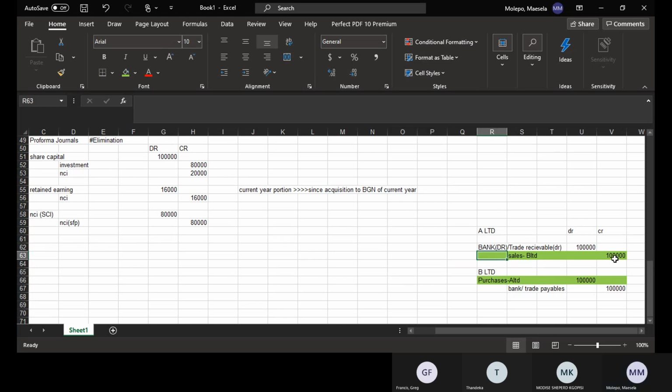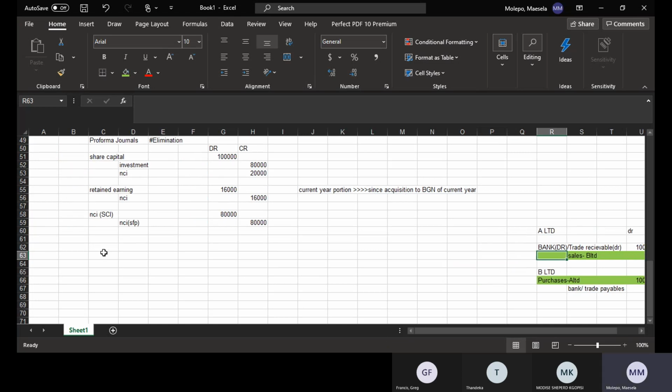So here we're going to do our contra account. We take this, which was on the credit, and we come to the debit side. We say sales, and the sales were in the books of A Limited. And then we have the contra account, which is now the purchases. The purchases we regard as a cost of sales.